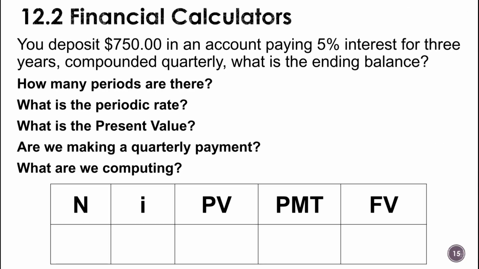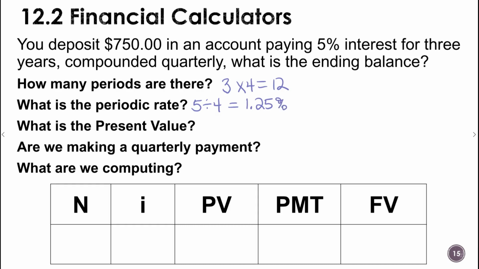Okay, so we're going to go back to the problem that I talked to you about earlier. You deposit $750 in an account paying 5% interest for 3 years, compounded quarterly, and what is the ending balance? The number of periods for this is going to be 3 times 4, which is 12. And the periodic rate is 5 divided by 4, so that ends up being 1.25%. That's our periodic rate.